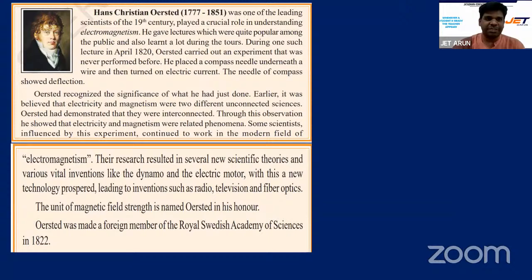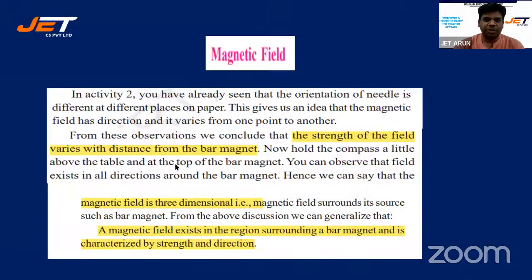All right, students, here is what we have got about electromagnetism and the experiments conducted before the scientific theory was established. This resulted in inventions like the dynamo and electric motor, and new technologies like radio, television, and fiber optics. All right, let's see what is magnetic field, students.